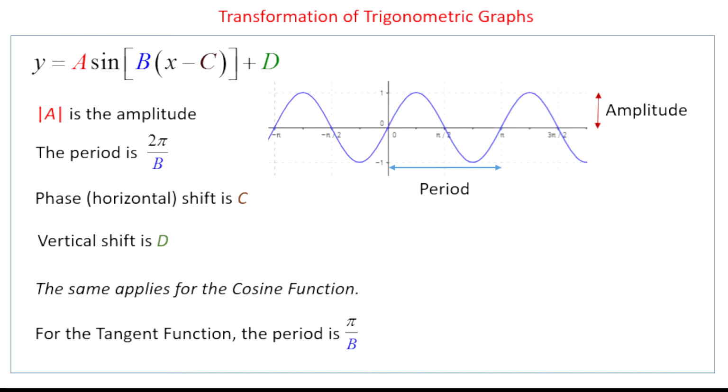Here is the full equation of a sine wave. A being amplitude, B being relative to the period, C is the horizontal phase or offset, and D is the vertical offset.